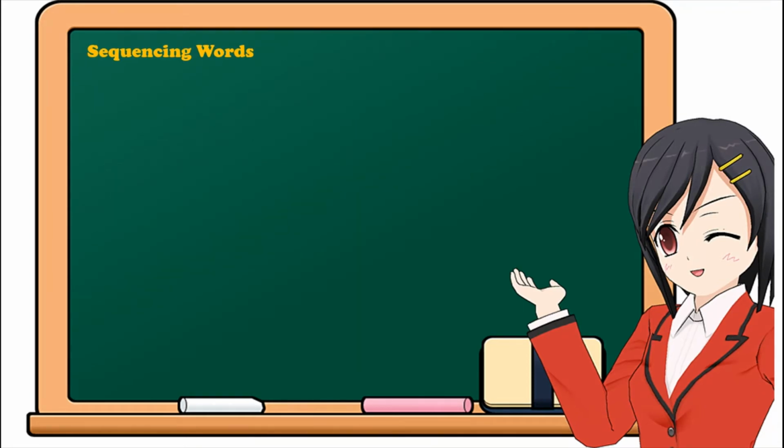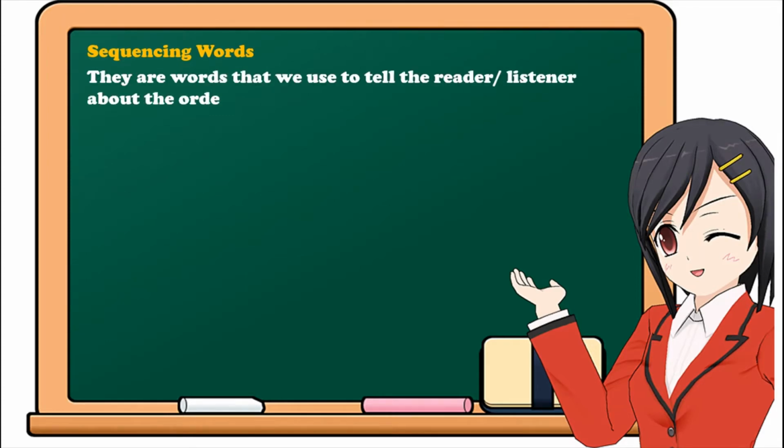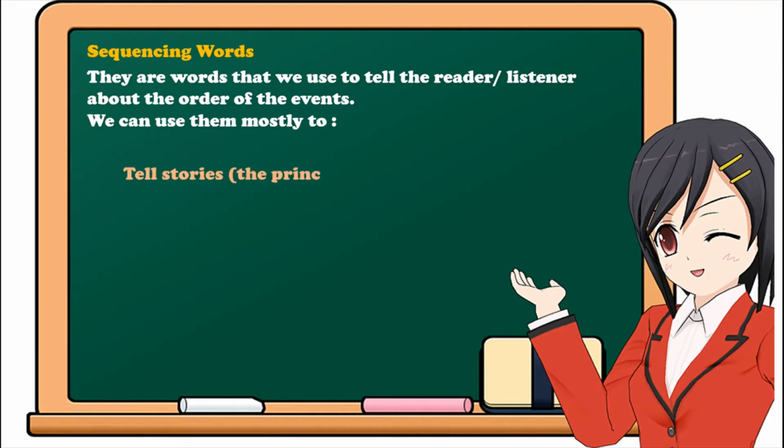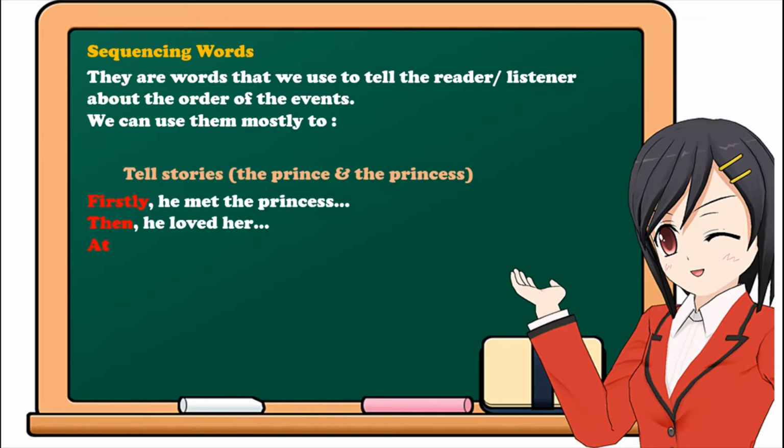Let's go. So the sequencing words are words that we use to tell the reader or the listener about the order of the events. And we can use them mostly to tell stories. For example, the story of the prince and the princess. Firstly, he met the princess, then he loved her. At the end, they got married.